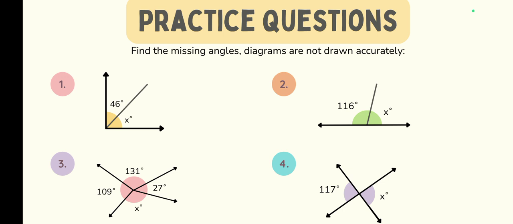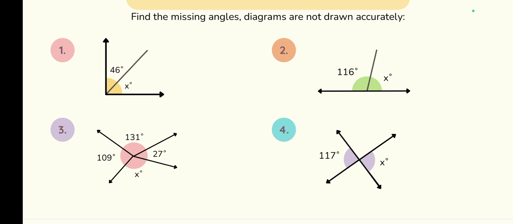See, this is a right angle triangle which we studied, that x plus 46 should be equal to 90 degrees. So if you solve, you need to show what the answer will be. All the answers you should tell me in your comment section. Here again, x plus 116 is equal to 180 degrees, because this is a straight line. And again here we have studied that this will always be equal to 360 degrees. x plus 27 plus 131 plus 109 will be equal to 360 degrees. So you will solve for this.